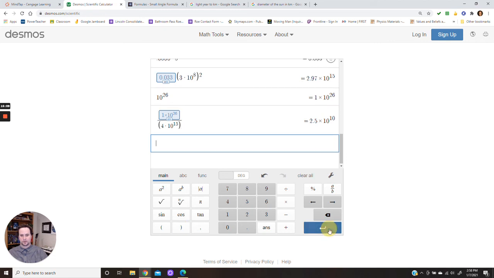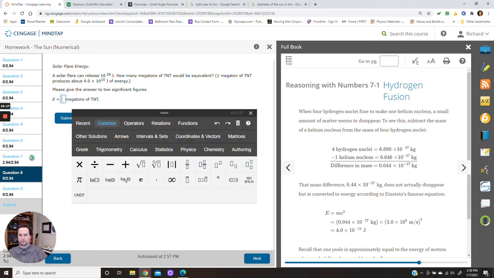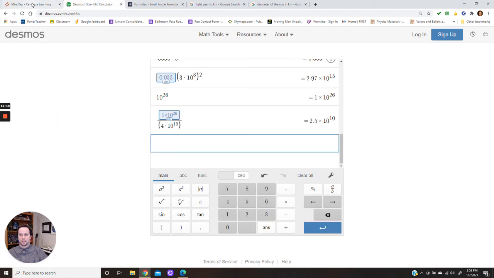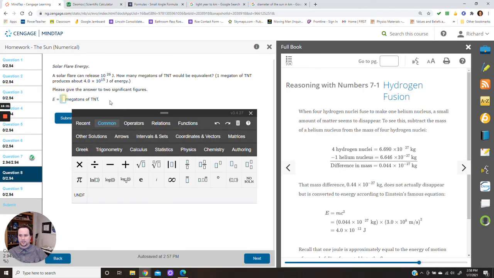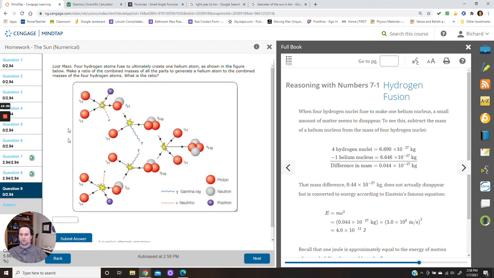2.5 times 10 to the 10th. That's for 1 megaton of, how many megatons would that be equivalent to? So that's 2.5 times 10 raised to the 10th megatons of TNT. That's a whole lot of TNT. And then, of course, the last question we know the ratio is 1.